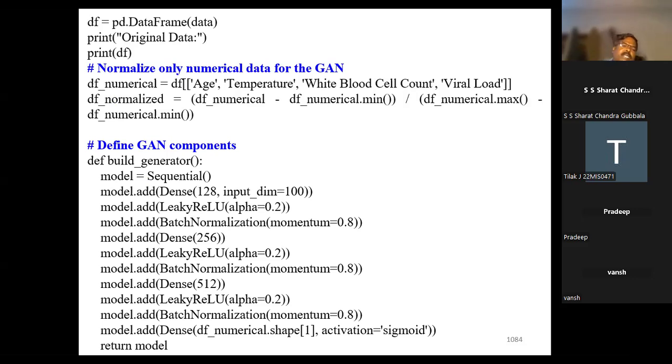From that you can derive the sequential model. Then use layers like dense layer, leaky ReLU function, batch normalization. My dense is 256, leaky rectified linear unit alpha 0.2, batch normalization momentum 0.8, dense 512, leaky ReLU function alpha 0.2, batch normalization momentum 0.8, dense numerical shape, activation function is called sigmoid, and return model.